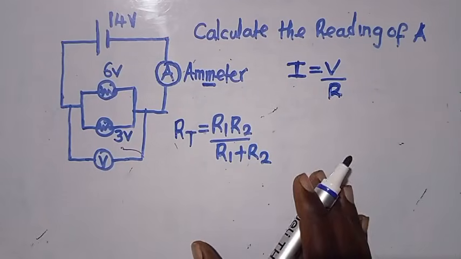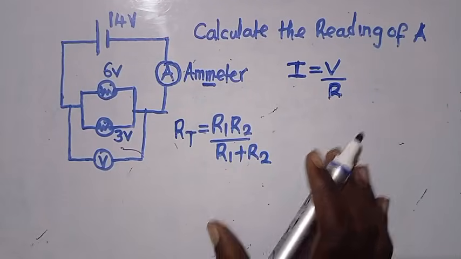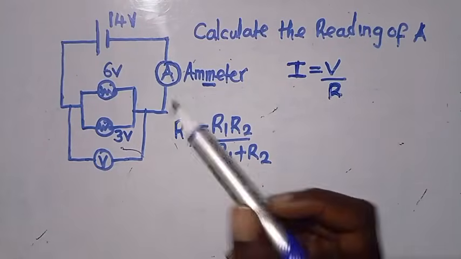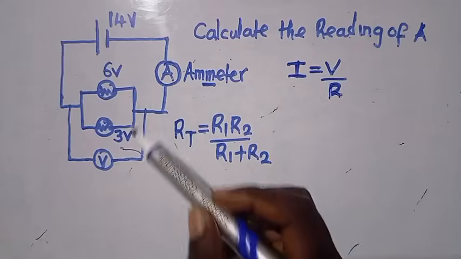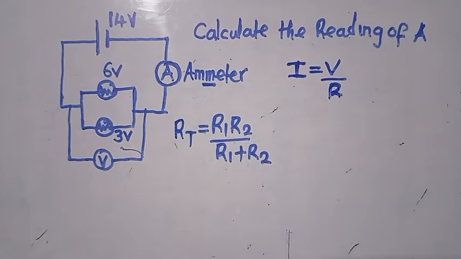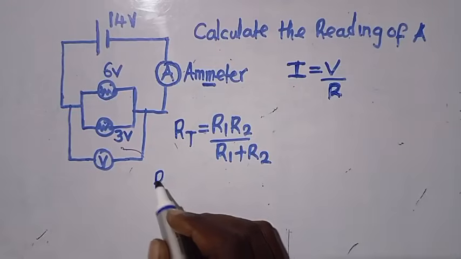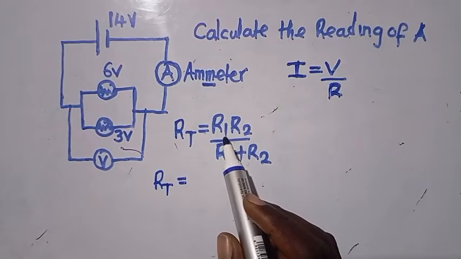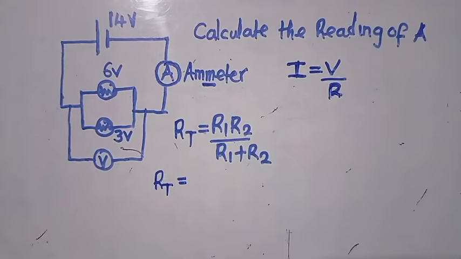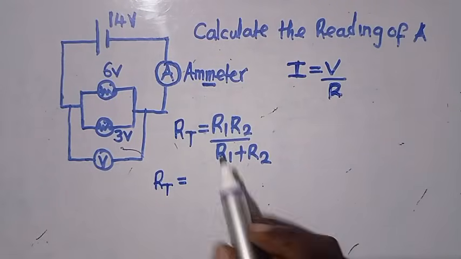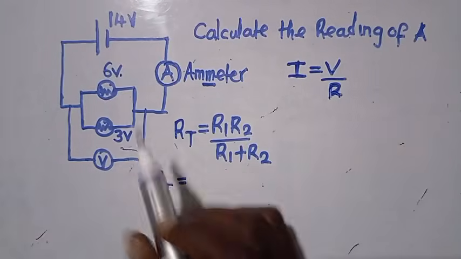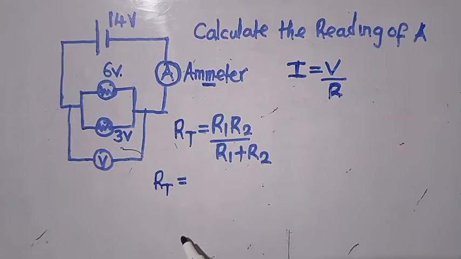Even as you are answering exam questions, this is what you need to do. If you are just given two resistors that are connected in parallel, this is the formula that you need to use. So in this case, total resistance is equal to, what is our resistor 1 here? I'll say this is resistor 1. I'll get this or get that, it is one and the same.